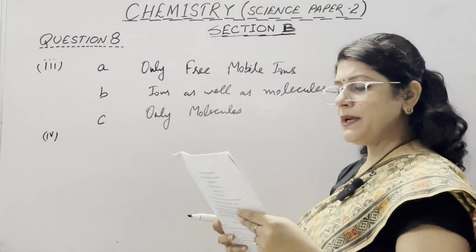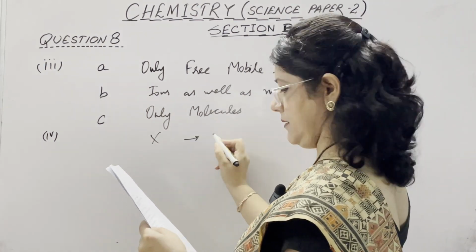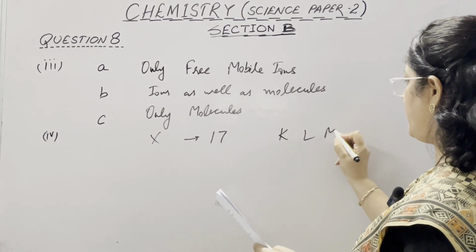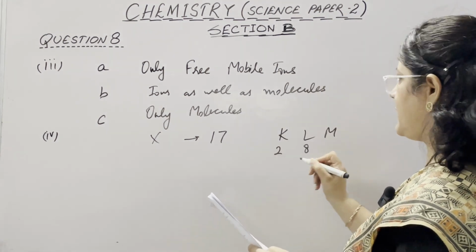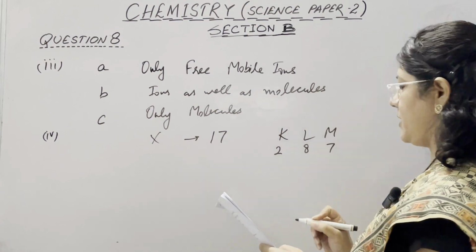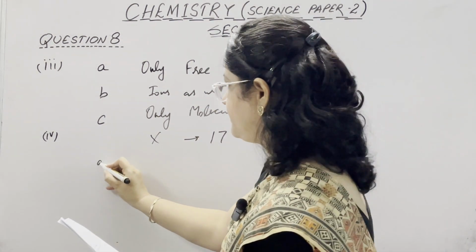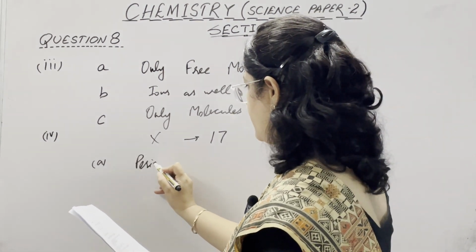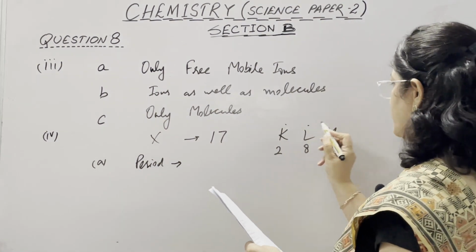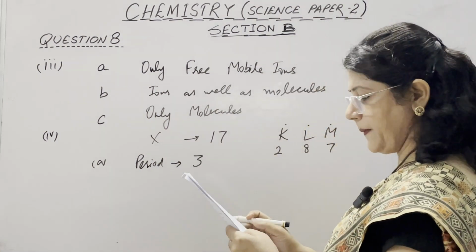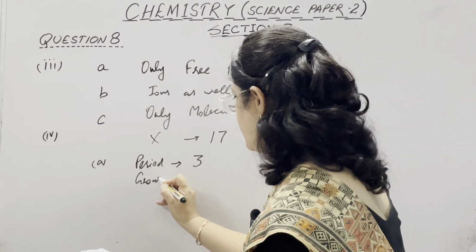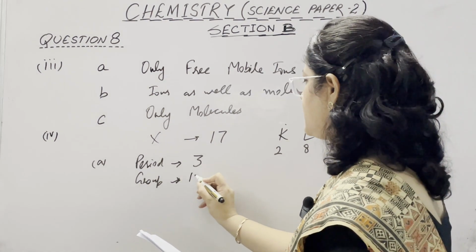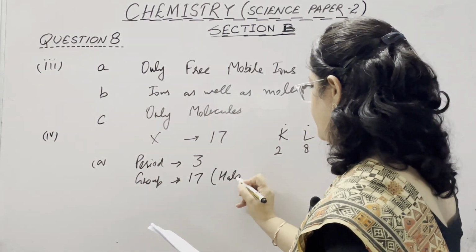In the fourth part, an element X has atomic number 17. 17, it means KLM, 2 electrons in the K shell, 8 in L and 7 in the M shell. In A part, state the period and group to which it belongs. So period, it means how many shells are there? 1, 2, 3. So it is period number 3. And group, how many electrons in the outermost shell? 7. So the group is 17, or you can say the halogen family.